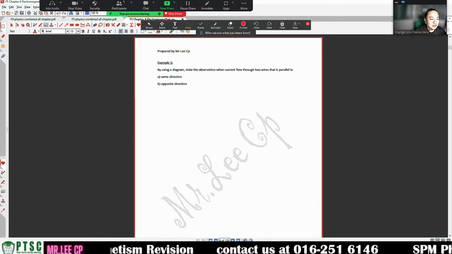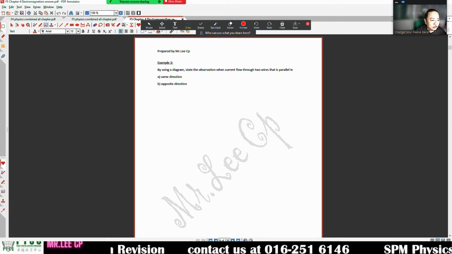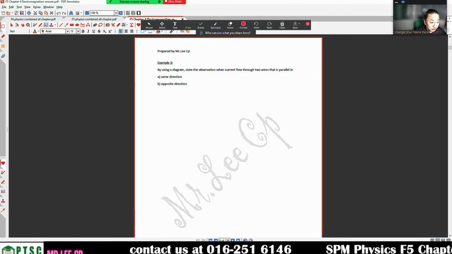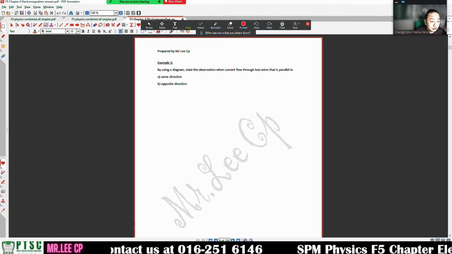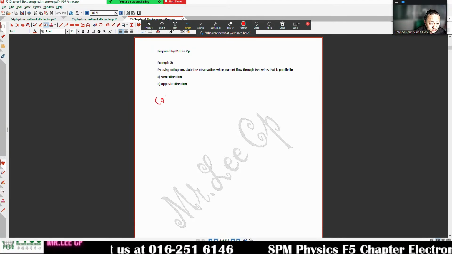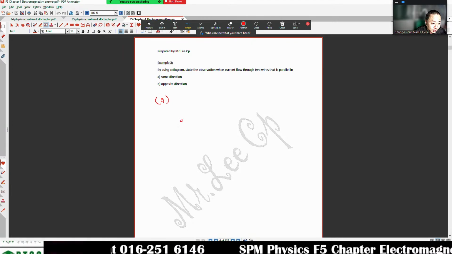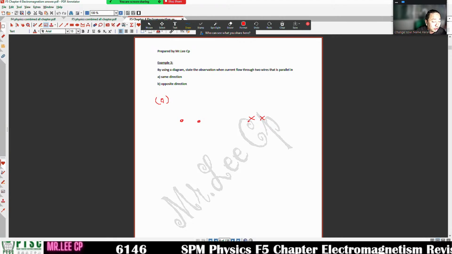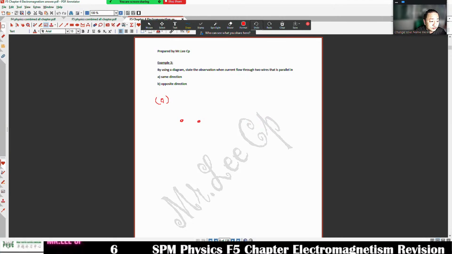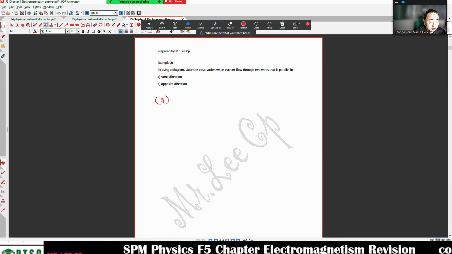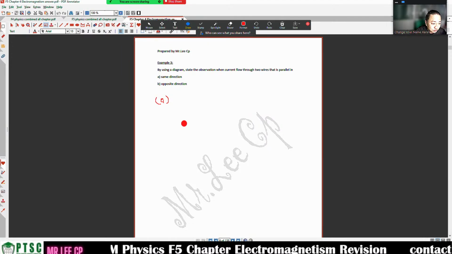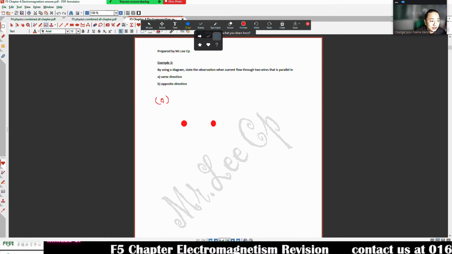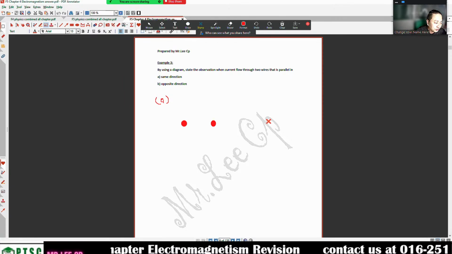So now in a diagram, use a diagram to state the observation when the currents flow in the same direction and in opposite directions. If they flow in the same direction, I don't care, so either two dots or two X's. I'll do both for you: the currents both going outward and the currents both going inward. I want to see what's going to happen.